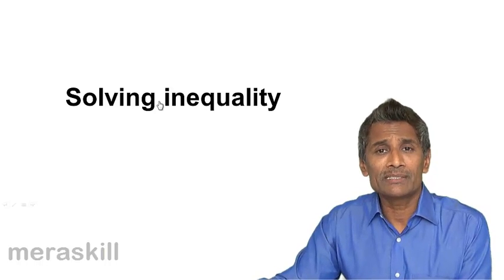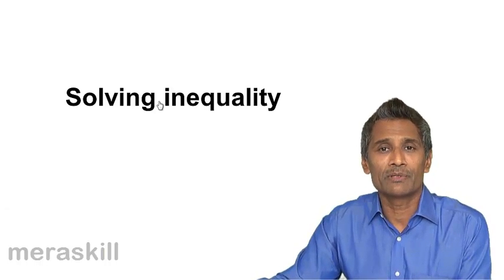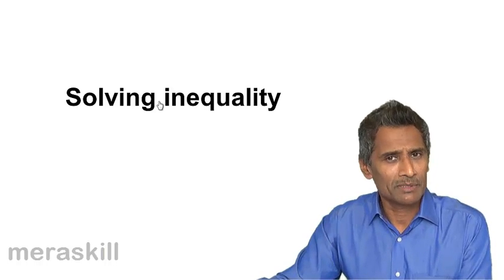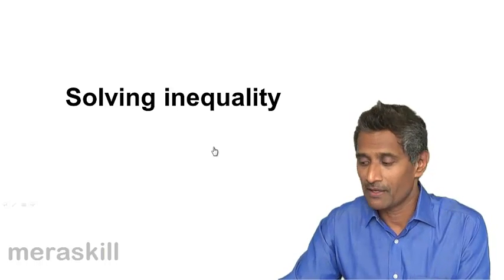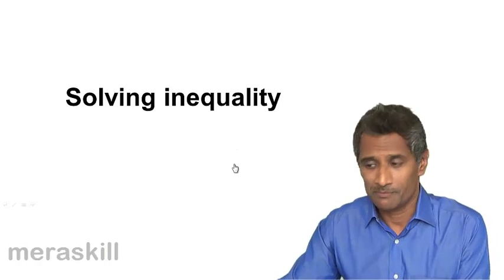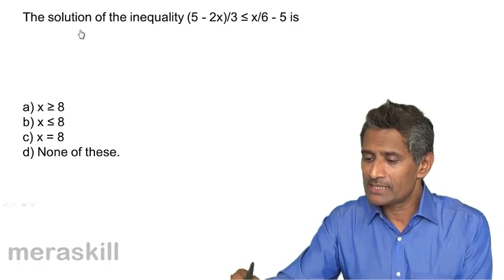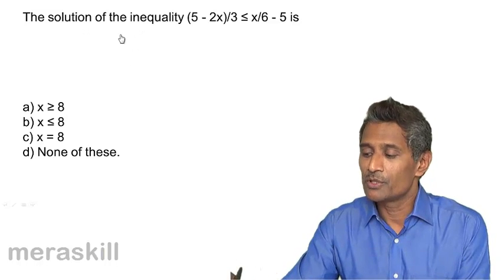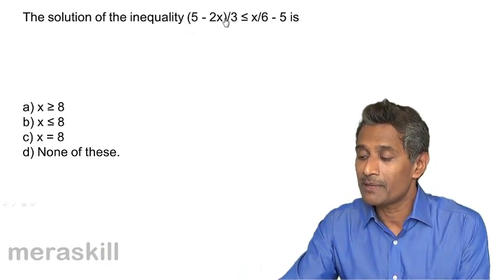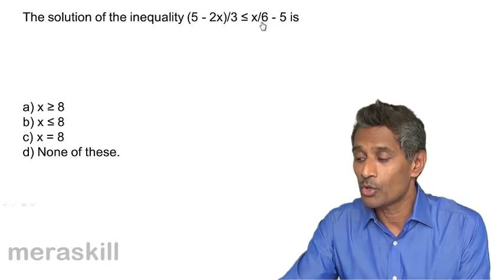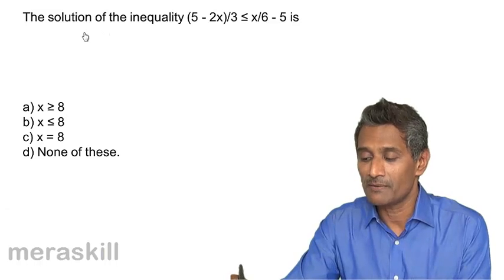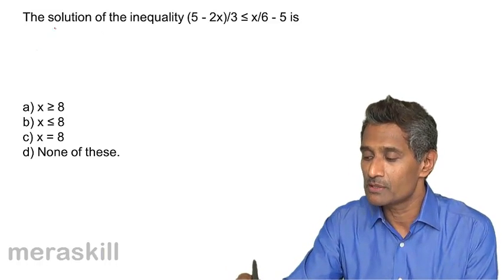There may be a few examples where a little additional input will be put in, a few simple extra concepts which may be required, but nevertheless there are enough number of examples to reinforce what we have taught. So let's move ahead. Let's take this particular example. Solution of the inequality (5 minus 2x) divided by 3 is less than or equal to x by 6 minus 5. Let's solve this and see what the solution is.